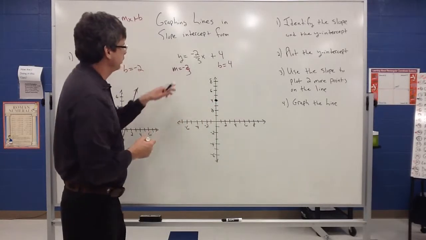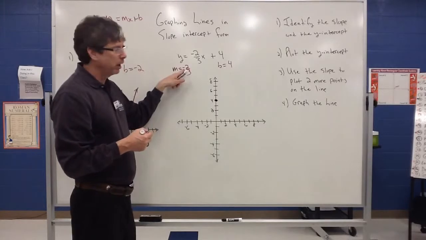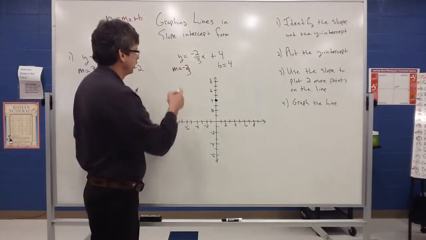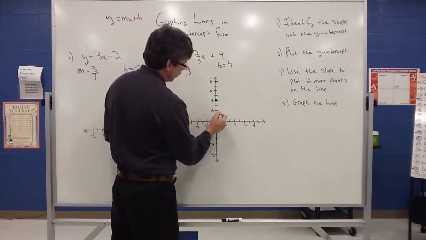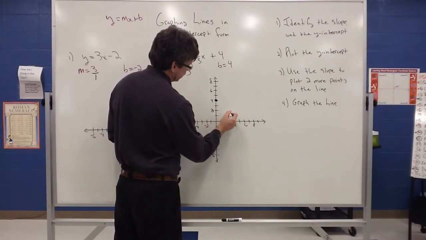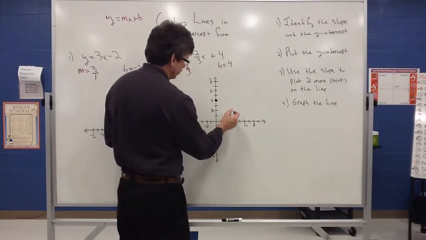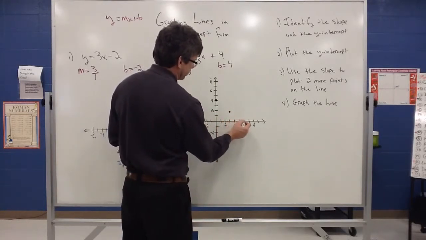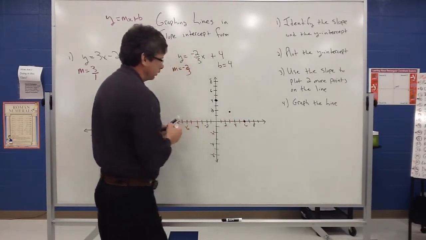And then my slope is this -2/3. So remember, the top number is your y direction, and the bottom number is your x direction. So -2 means to move down 2 from here and run over 3. So down 2 over 3, and I have to do that again. Down 2 and over 3.